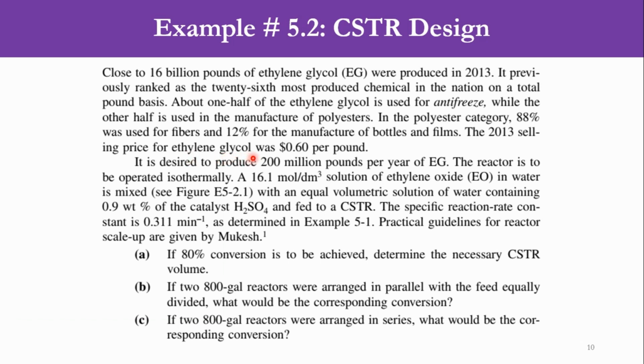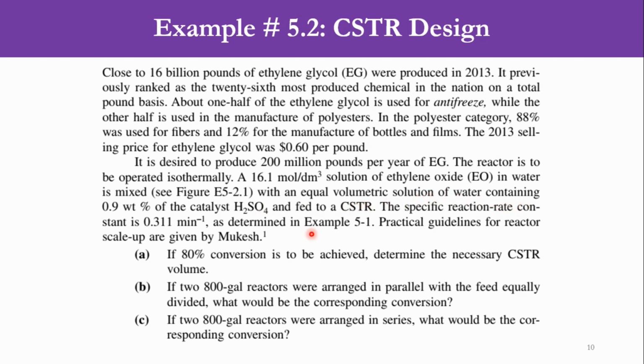Now, it is desired to produce 200 million pounds per year of EG, which is ethylene glycol. The reactor is to be operated isothermally. You already know that we are focusing these days on the isothermal design, so obviously we will solve an isothermal reactor. A 16.1 mole per cubic decimeter solution of ethylene oxide, EO, in water is mixed, as we will see in the figure on the next slide, with an equal volumetric solution of water containing 0.98% of catalyst, sulfuric acid, and fed to a CSTR.